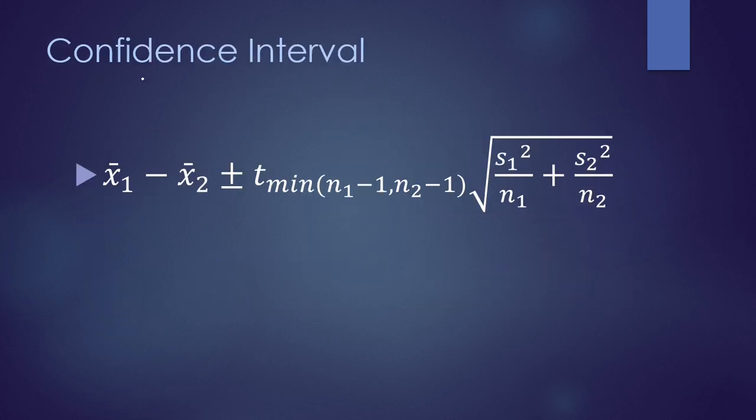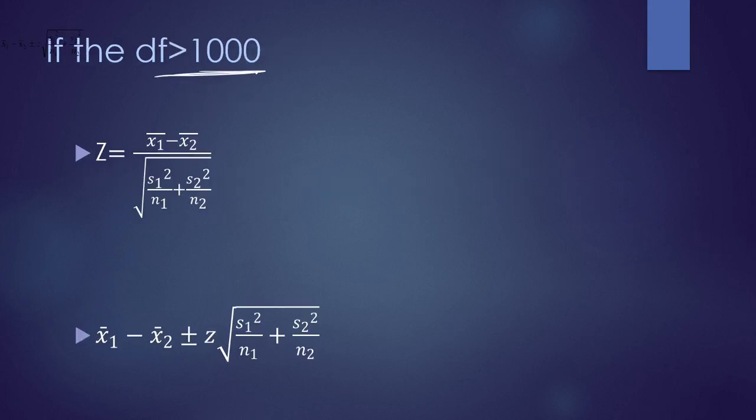The confidence interval for a two-sample mean test is given by the following formula. Again, we're going to use StatCrunch in our class, so we don't really need to know this formula at all. If the degrees of freedom is greater than 1,000, we're going to use our Z statistic, which is given by this formula. And similarly, for the confidence interval, we will use our Z statistic in place of our T statistic when we're doing a confidence interval. But again, we're going to use StatCrunch, so we don't really need to use these formulas.